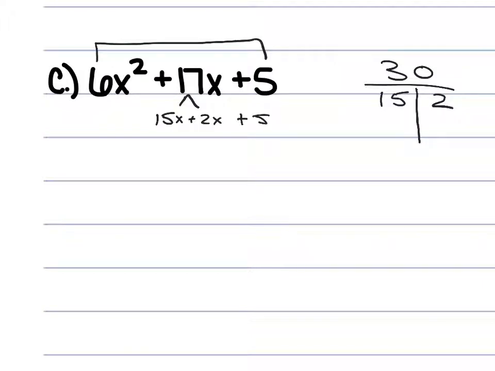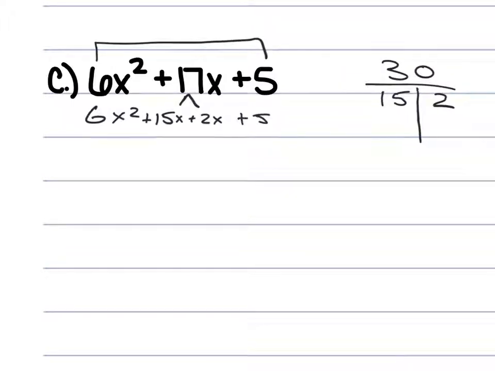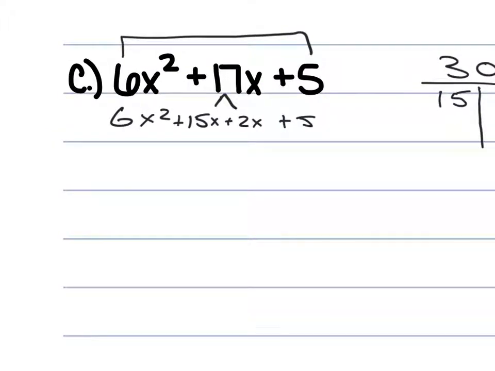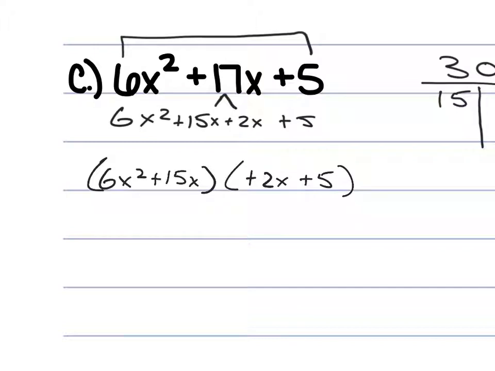And then I put 6x squared plus 15x in parentheses. And then I put plus 2x plus 5. Okay. Grouped them. Pulled out from 6x squared plus 15x was 3x. Okay, the greatest common factor is 3x. And now we make it 2x plus 5.